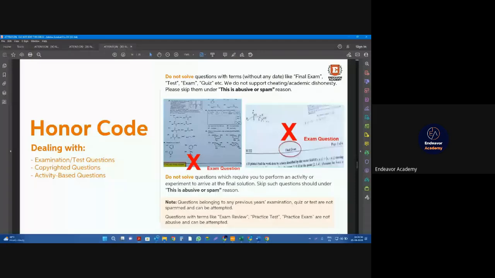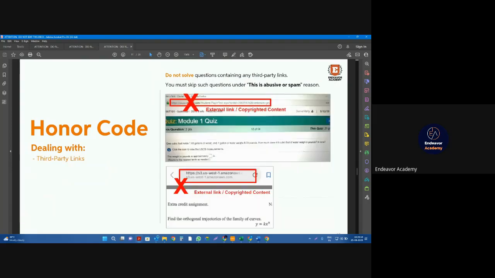But if no year is mentioned here, then we have to treat them as current year. If no year is mentioned, then this is the current year. If the year is mentioned as 2021, then we can solve, because it will be previous year questions. The exam review questions, practice test, or mock test questions we can't solve.